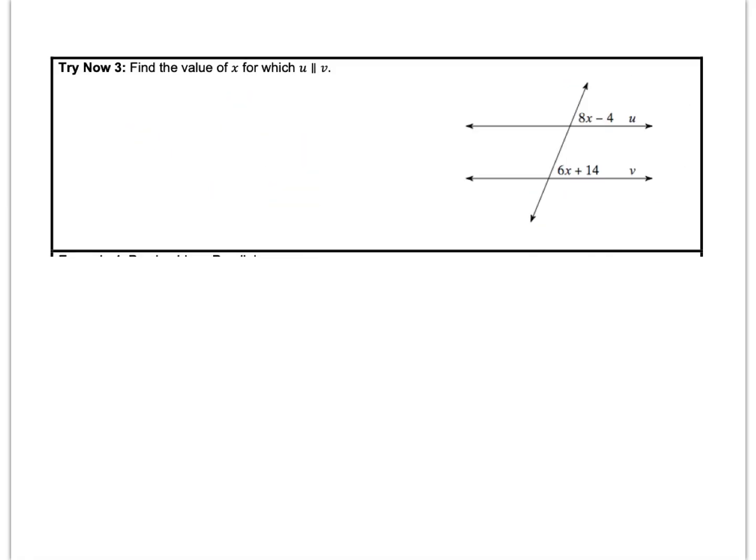Here's a try now example. Once again, we want to find the value of x for which the two lines, U and V, are parallel. Before we make our equation, we should always look and see what type of angle pair we have. Notice that these two angles are corresponding angles, and if we want our lines to be parallel, corresponding angles need to be congruent. So this time, they have to equal each other. For the equation, we would go 8x minus 4 equals 6x plus 14.